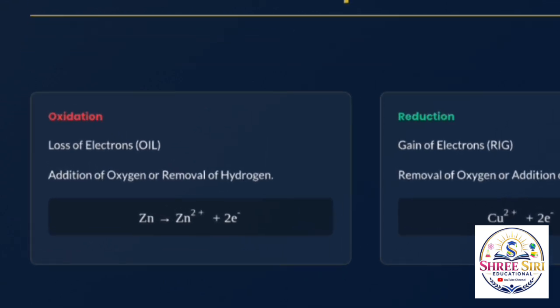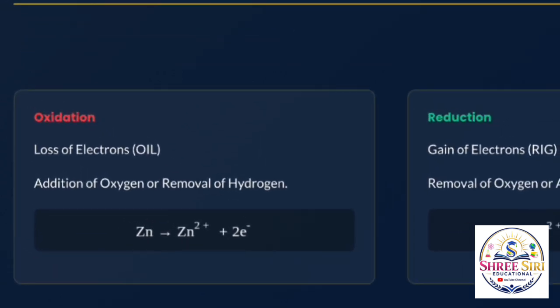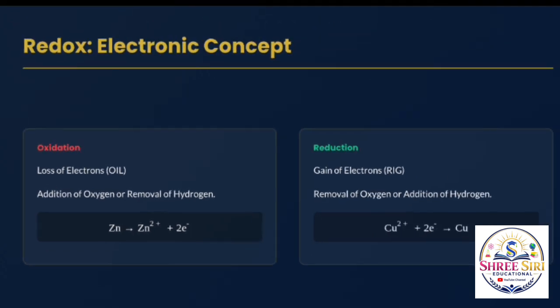Here let's consider an example of zinc. It gives Zn2+ plus 2 electrons. Zinc in its pure form has oxidation number 0. When zinc loses 2 electrons, it becomes Zn2+, and the 2 electrons are lost. That's why it is an oxidation reaction.